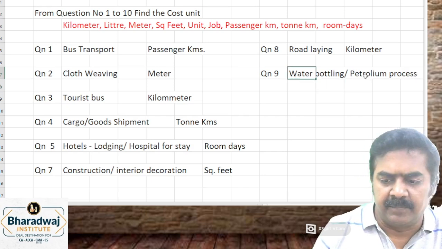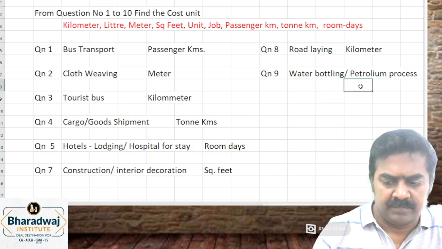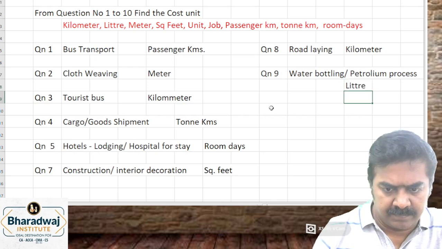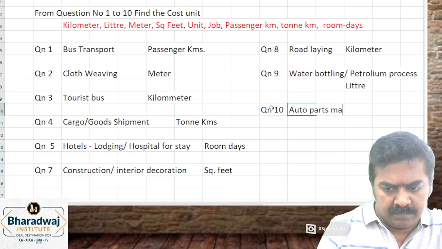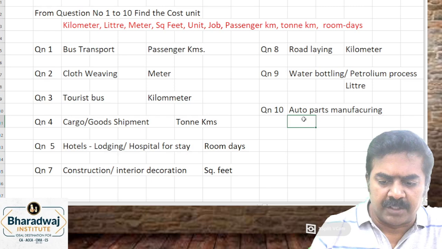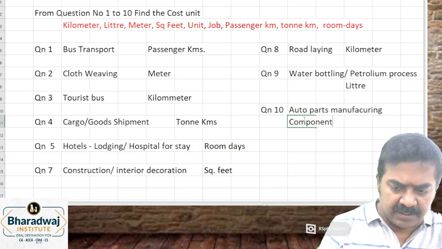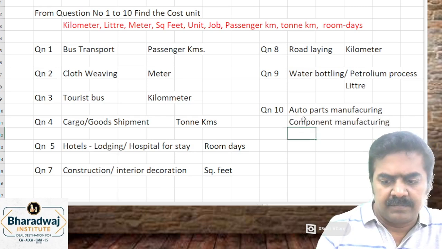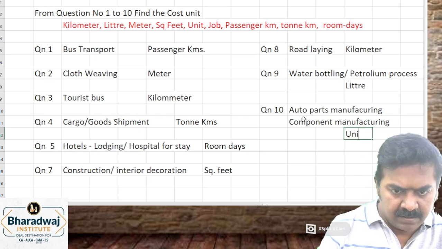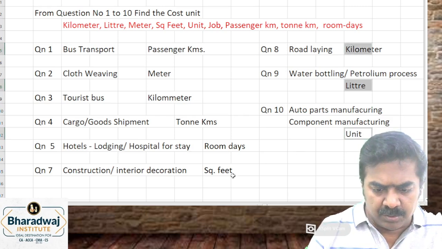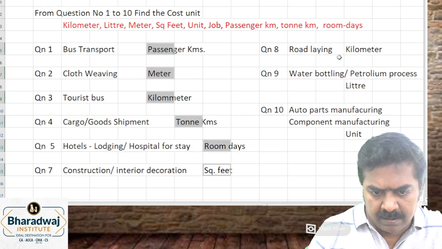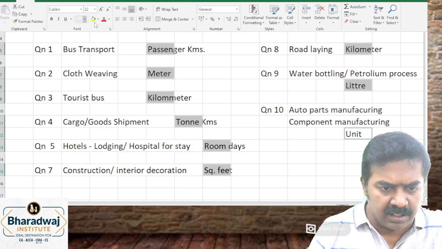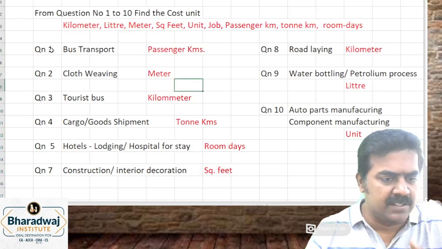In case of a water bottling company, petroleum process, which one do they apply? Cost per liter. Auto parts manufacturing, components manufacturing. They work out cost per unit. So this is called cost unit. These kilometers, meters, liters are called cost units. So based on this, they can ask you a question like this.